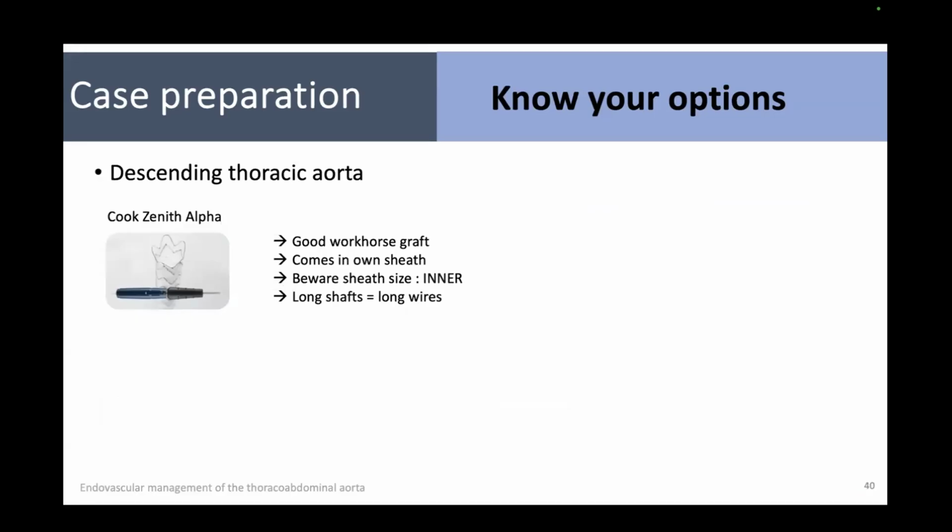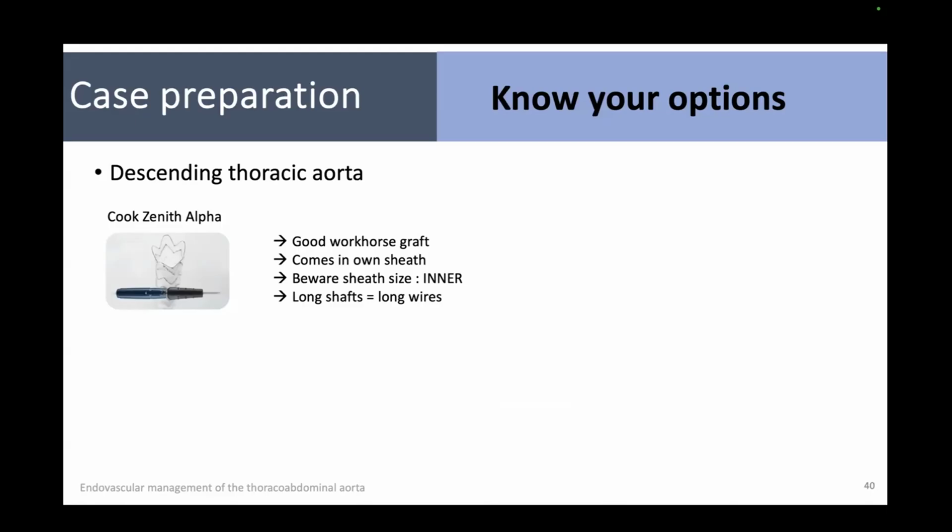The options for the descending thoracic aorta are multiple, so this is just an overview. Of course, the Cook Zenith Alpha is an excellent graft for the day-to-day basis when you want to do TEVAR. It comes in its own sheath, so this is handy for that. Beware of the Cook sheaths though, they're the only ones that are calculated with the inner diameter.